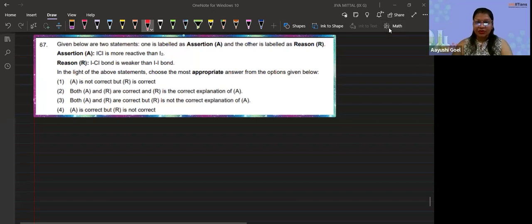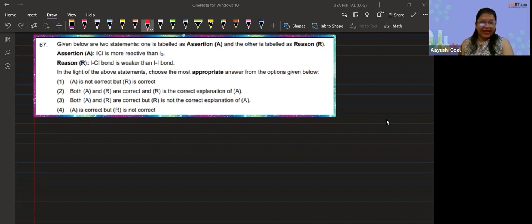So let's see question number 67 of the chemistry portion, that is the 17th question for chemistry. In this case, the question gives you two statements: the first is the assertion and the second is the reason. In assertion and reasoning type questions, we have to see whether both statements are true. And if they are true, then the second should be the proper reason for the first one.